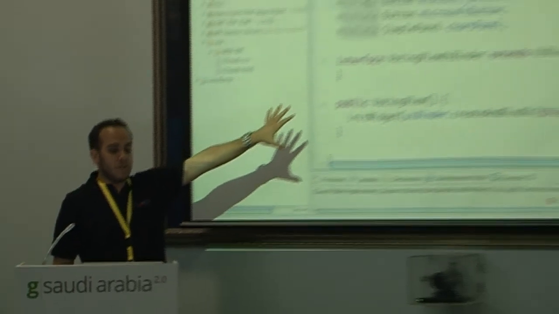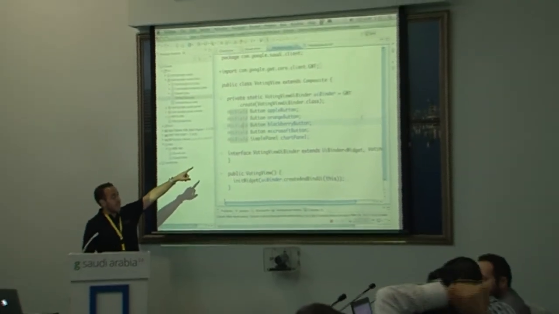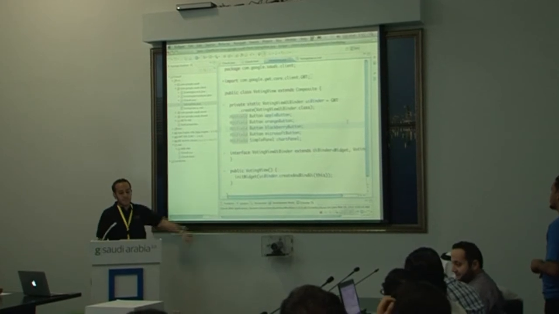And if we go here to voting3.java, what the UI field does is it will actually bring in these widgets so we can interact with them in the Java code. So the private members of the class are the actual widgets themselves.